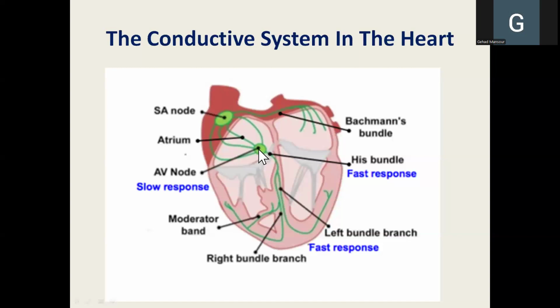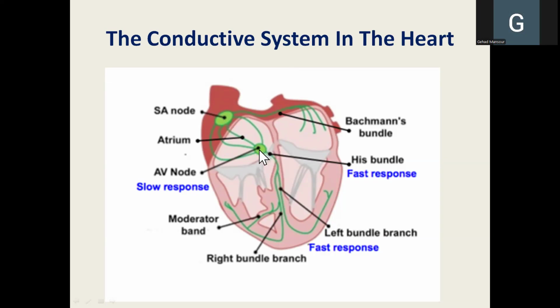The AV node is another modified cardiac muscle tissue that lies at the junction of the atria and ventricles. That's why it is called atrioventricular node. Whereas the SA node is located where? The SA node is located in the right atrium, embedded in the posterior wall of the right atrium. The AV node is the deputy of the SA node, meaning that the AV node can generate electric impulses spontaneously and therefore can act as the pacemaker of the heart, but only in the absence of the SA node, only when the SA node is sick.